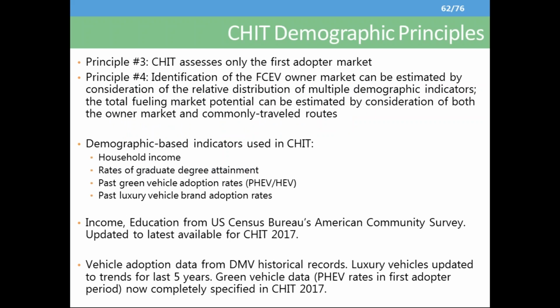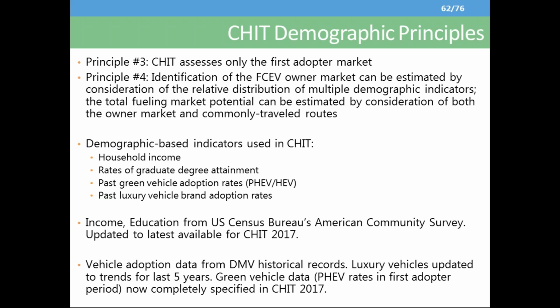Those indicators are things like household income, rates of graduate degree attainment, green vehicle adoption rates, past luxury vehicle adoption rates, and MSRP of vehicles sold. Things like income and education come from the U.S. Census Bureau's American Community Survey, so we've updated those to the most recent available for CHIT 2017. The vehicle adoption rates come from DMV historical records. The luxury vehicles and the MSRP we've updated to the most recent 5 years of data, and that matches the time period of the American Community Survey.